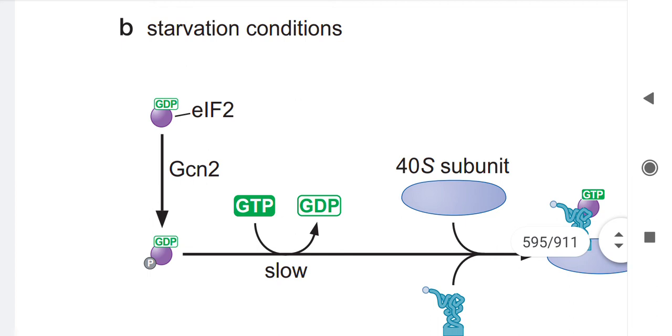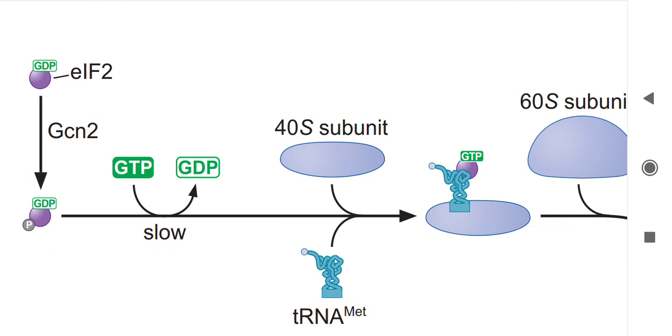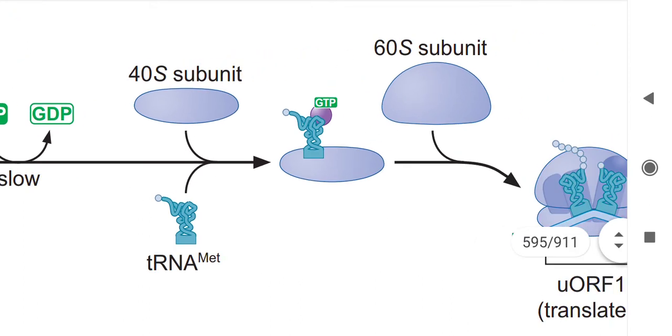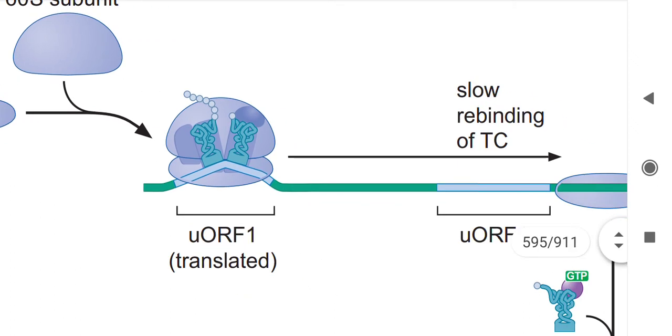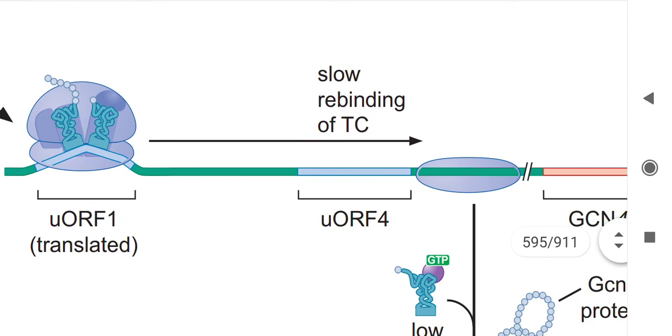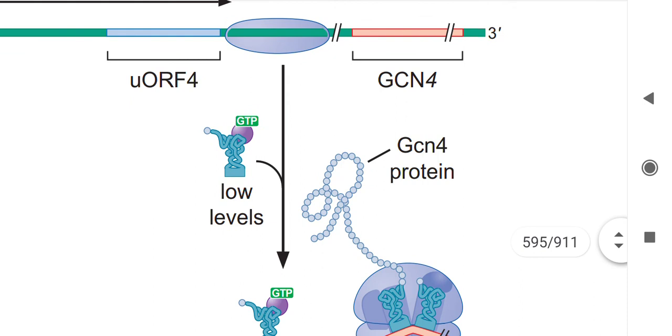But when amino acid is very less, then eIF2 gets phosphorylated, and it will not be able to efficiently bind with the small subunit. eIF2 has the main function of positioning that initiator tRNA to the P site of the ribosome, where it will interact with the start codon of the mRNA. Also there is less initiator tRNA available. So the ribosome quickly moves from UORF1 to UORF4, and it goes to the main open reading frame of GCN4.